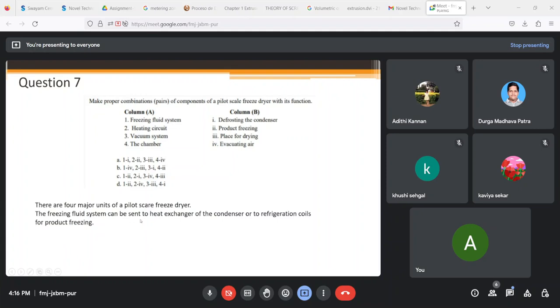The freezing fluid system can be sent to the heat exchanger of the condenser or to the refrigeration coils for product freezing. The second unit is the heating circuit, which is used for defrosting the condenser. The heating circuit contains silicon oil as the heating fluid and is used for heating the plate and defrosting the condenser. Heating the plate is necessary to provide the energy for sublimation. So the heating circuit will help in sublimation of the ice, and second, it will help in defrosting the condenser.